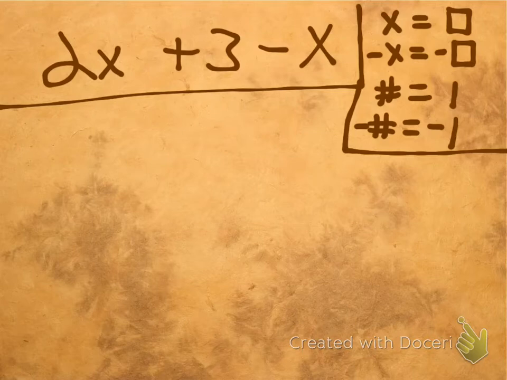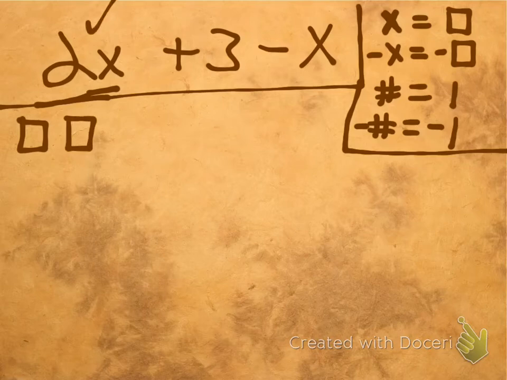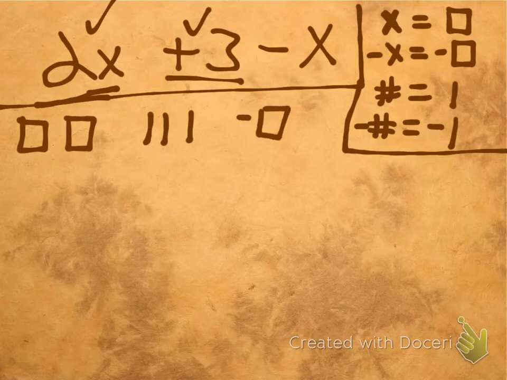So if we have 2x, we have two different x's. X's are represented by boxes, so I'm going to draw two boxes. We're done here. Next, I'm going to do plus 3. Well, 3 is a regular number, so we're going to use slashes. So I'm going to put 1, 2, 3. That takes care of that. Finally, we have a minus x. Well, that would be a negative box, so I'm going to draw a negative box. We're done there. So we've drawn shapes for every part of this equation.